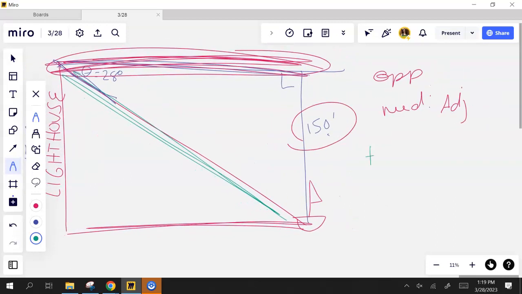Right. So I'm going to do tan of 28 equals 150 over x, and this is what I'm looking for. So if I multiply both sides by x, then I'd have x equals 150 over tan 28. And whatever that comes out to be is how many feet away the boat is.